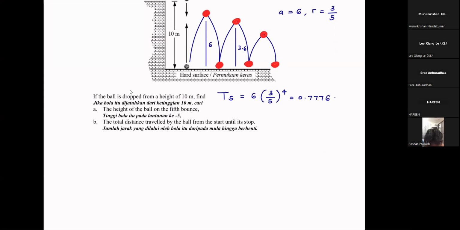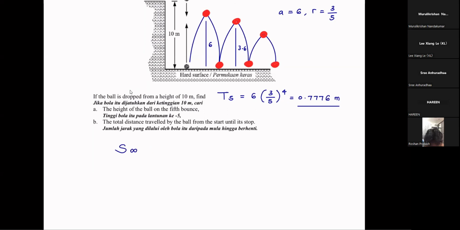So I put M lah. M means stand for meter lah, so that your examiner will know what we are doing. Okay. The total distance traveled by the ball from start till stop. Stop tu adalah, what is the meaning of stop? Anybody? Infinity, yes. Good. Stop means infinity. So that means I need to find S infinity.